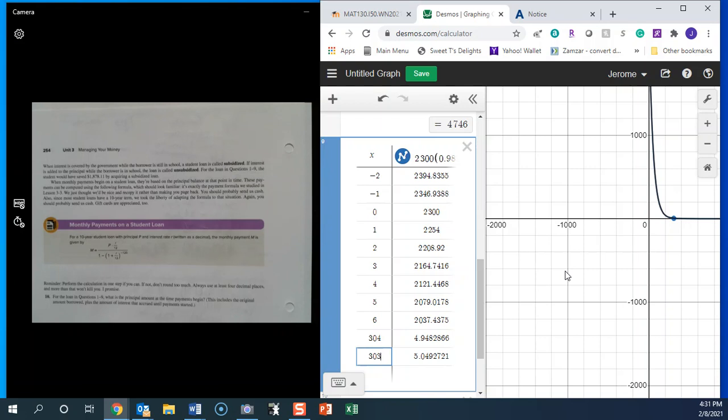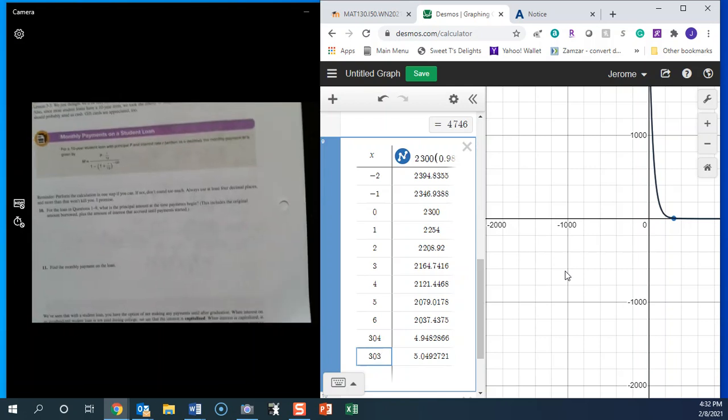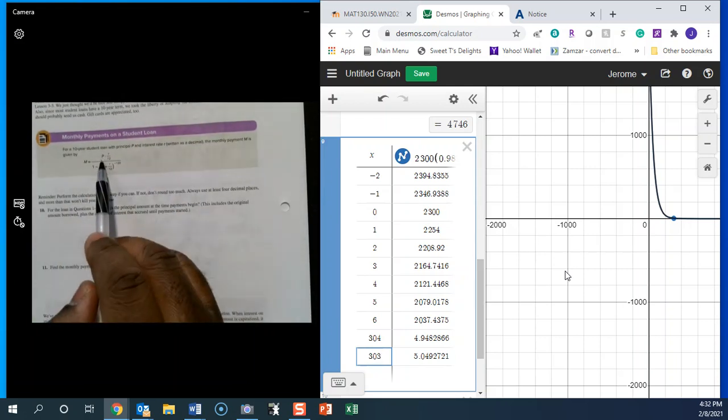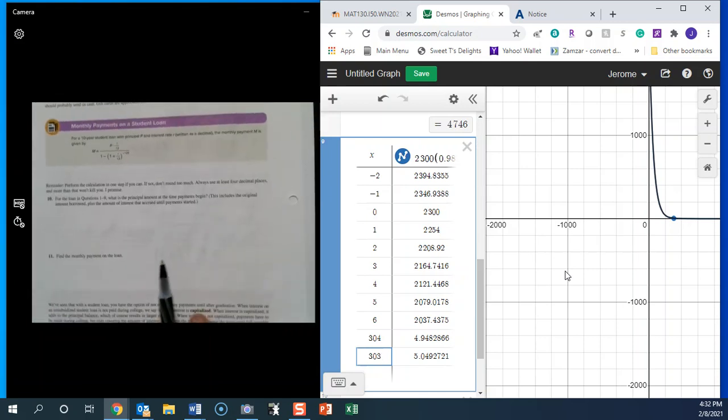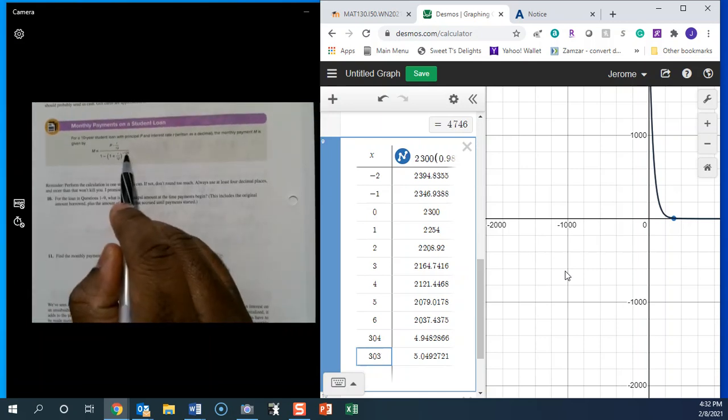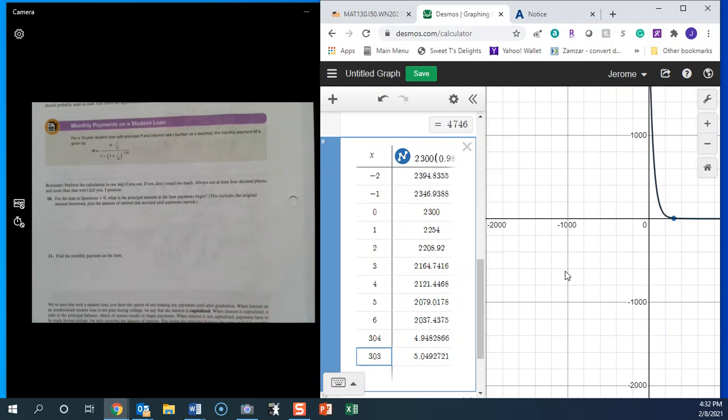Also, since most student loans have a 10-year term, we took the liberty of adapting the formula to that situation. Again, if you look here, the monthly payments of a student loan, we know P is for principal, R is the annual interest rate, and then this 120 is where N would be, and that's the number of payments. Okay, so now, number 10.